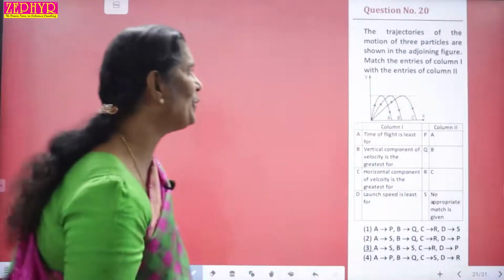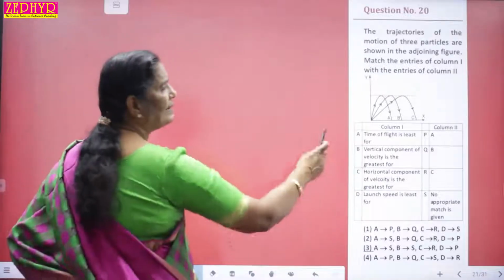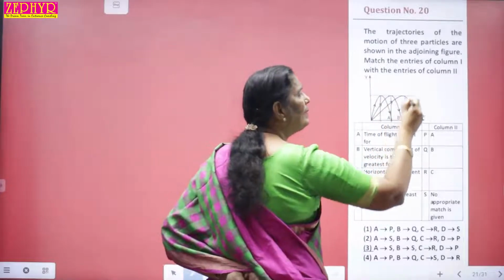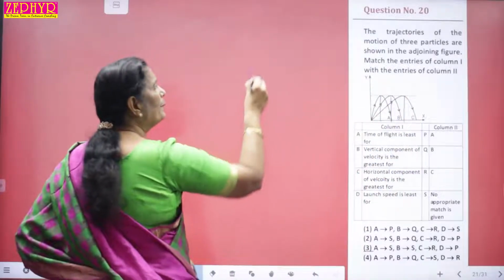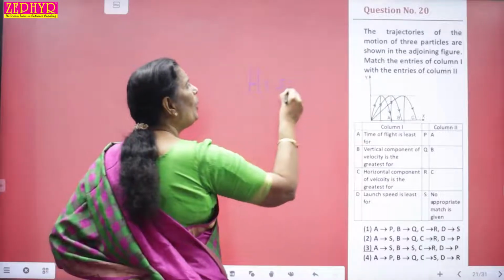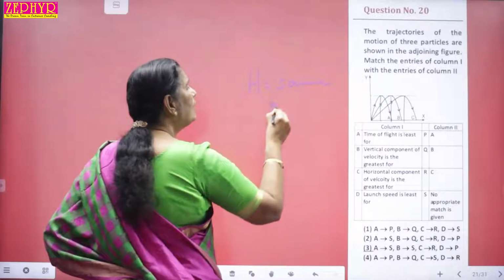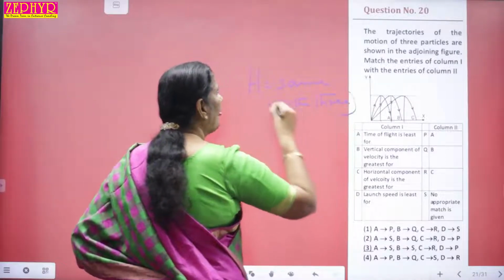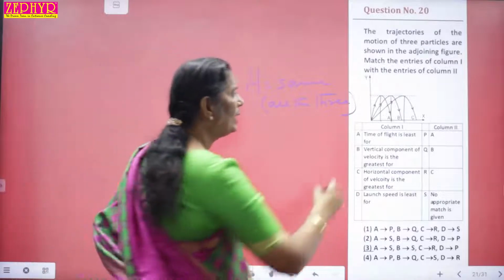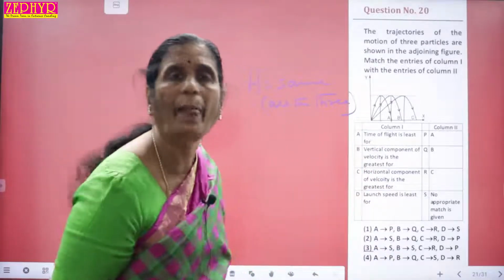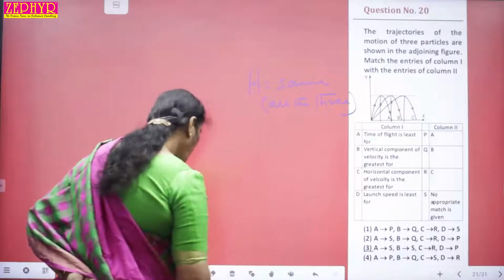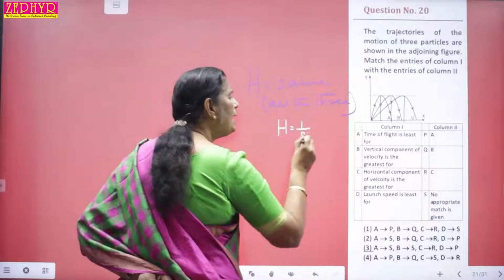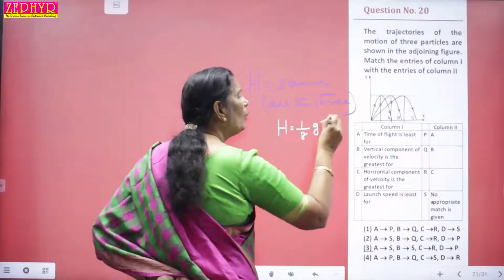Next, this is also an excellent question. Read it. See the 3 trajectories. In all the trajectories, your maximum height will be the same. H is the same for all the 3. Then the question is about time of flight. But we know that H has a very good connection with T. H is equal to 1/8 g T square.